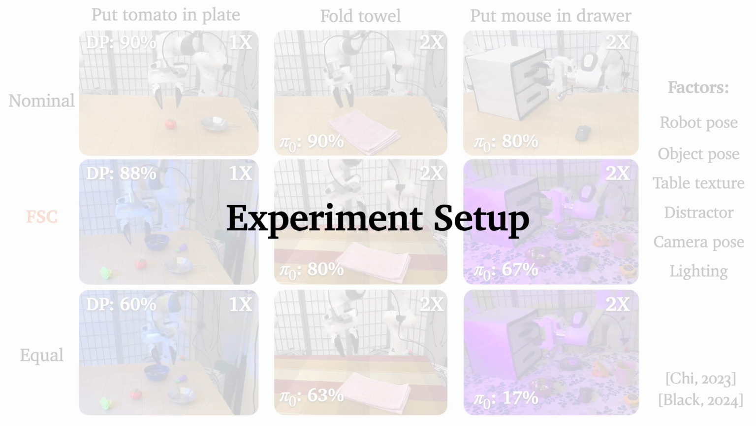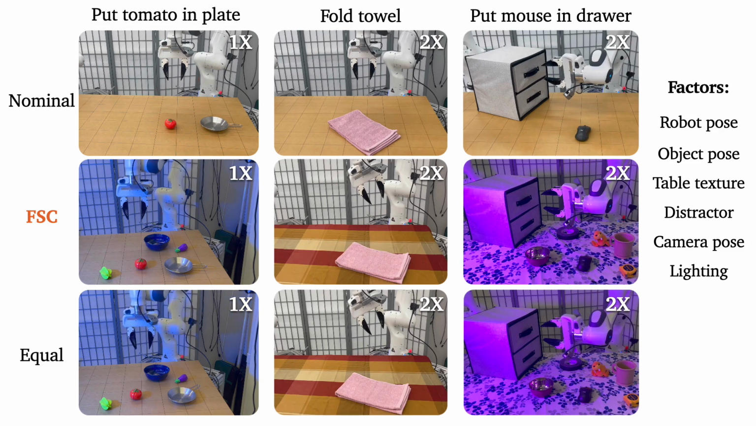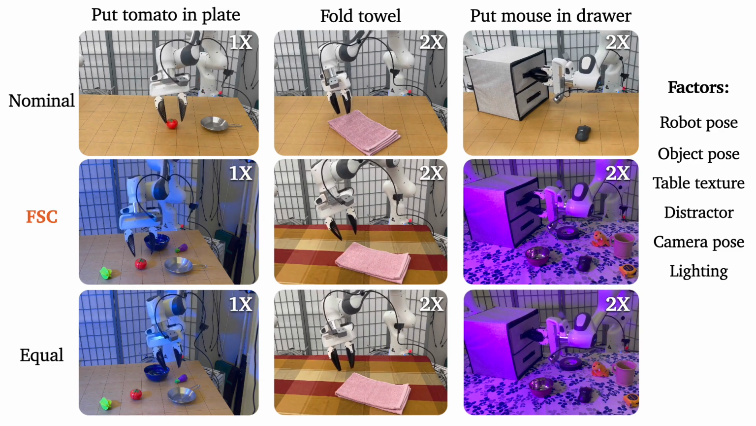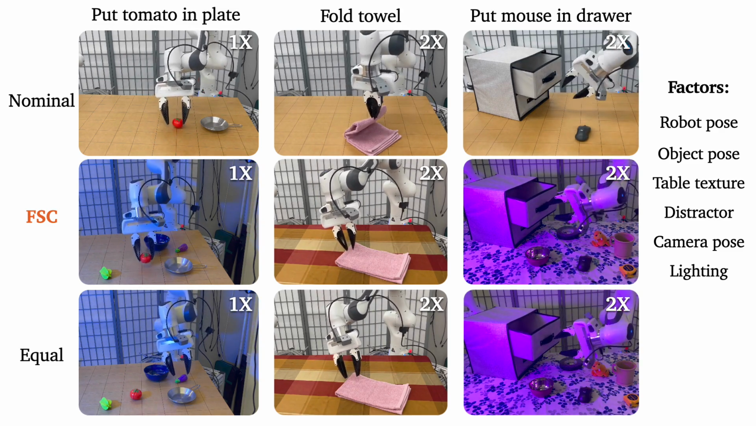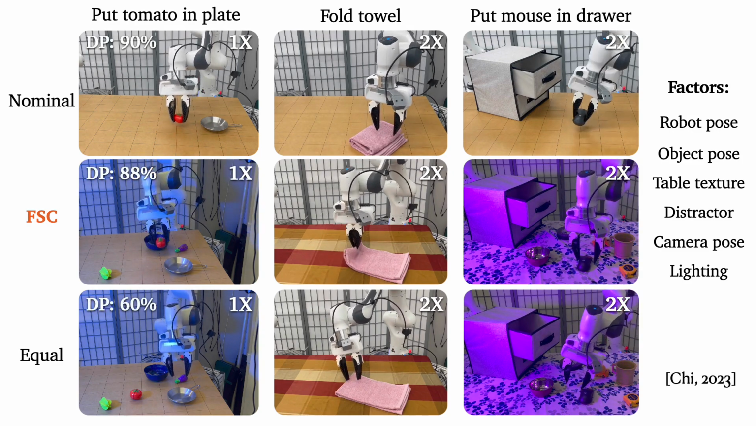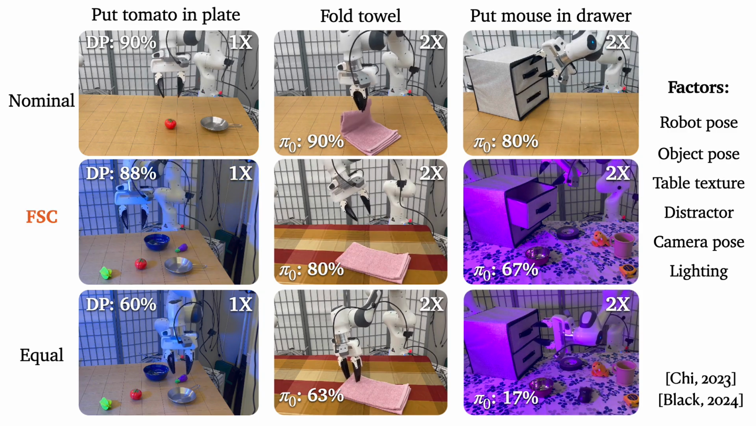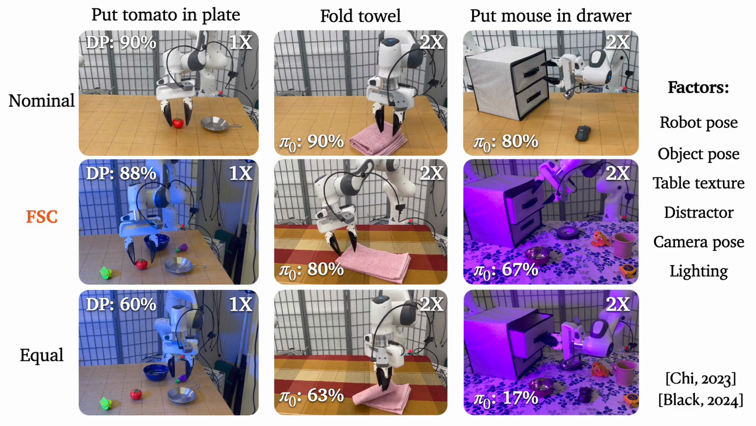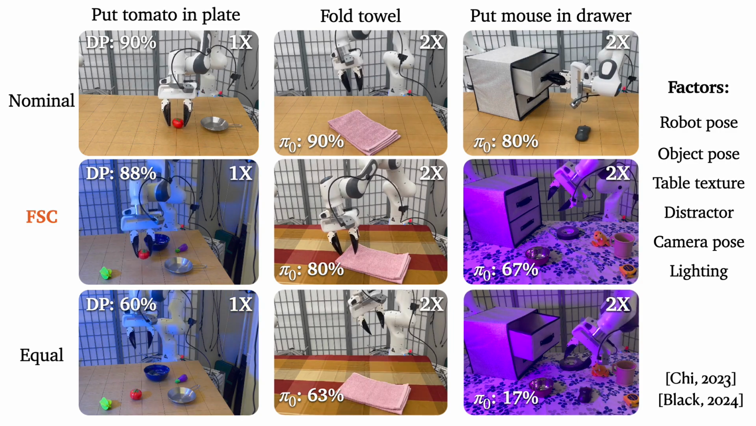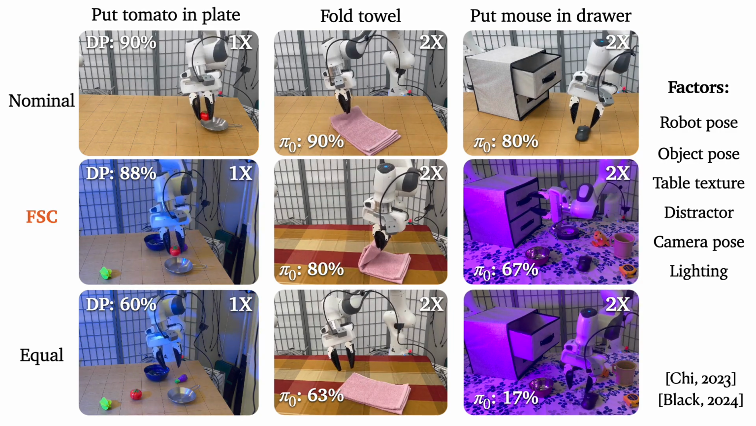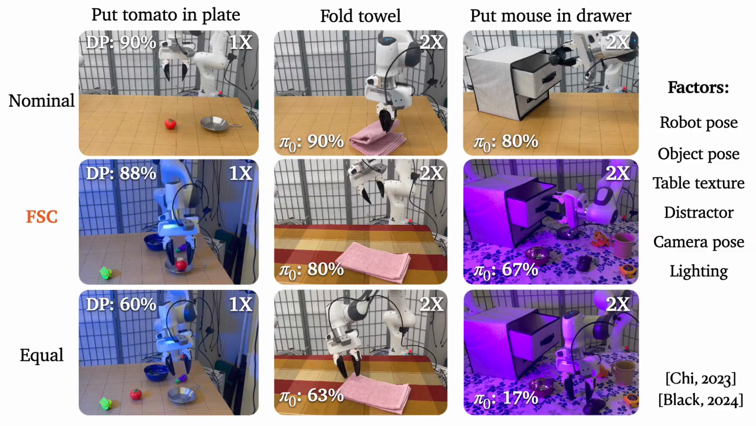We evaluate our method on several challenging real-world tasks, including put tomato in plate, fold towel, and put mouse in drawer. We evaluate our method in both training from scratch settings using diffusion policy, and fine-tuning VLA settings using Pi0. Our method is able to effectively solve these tasks even on a combination of environment factor variations, such as robot pose, object pose, and table texture.